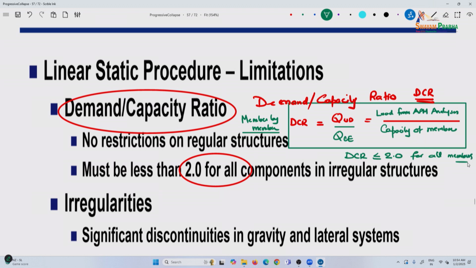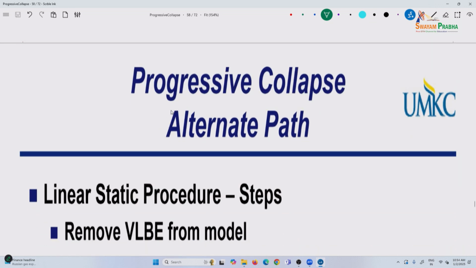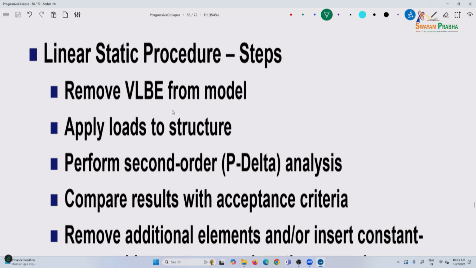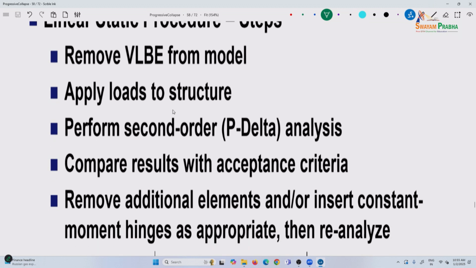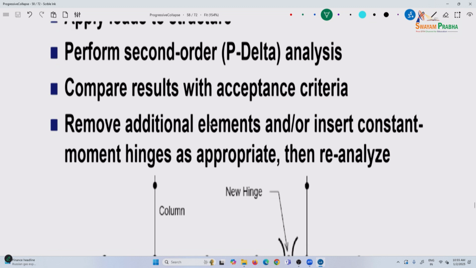So, as you can see, there is a lot of post processing involved. You calculate several scenarios of load paths, and for each type of load path, for each member, you are doing analyses, you are calculating the DCRs. So, it's a lot of work, but it addresses the whole building as such, and you are not designing every member for blast resistance. So, this gives you recommendations on applying the loads, second order P delta analysis, and then compare.